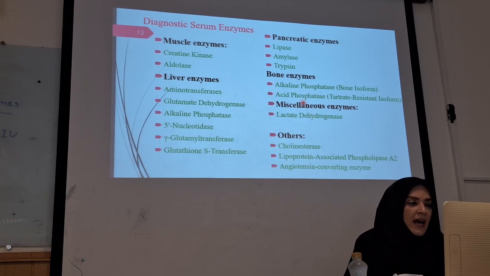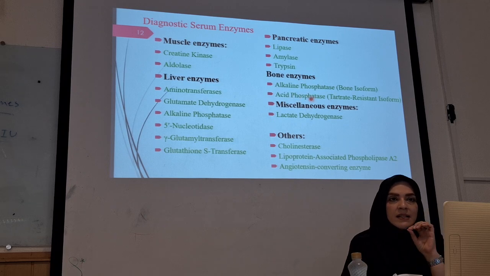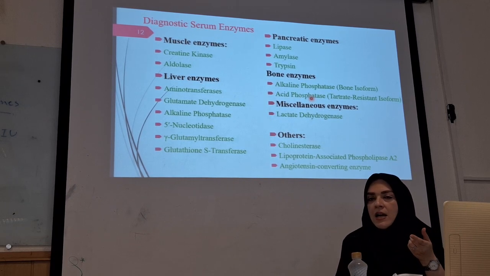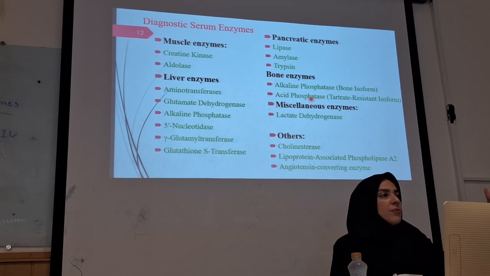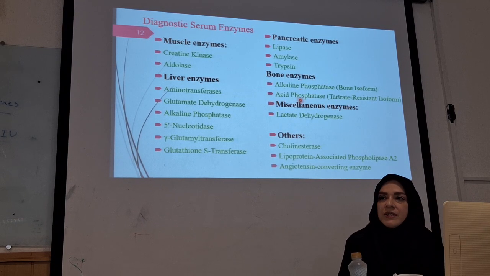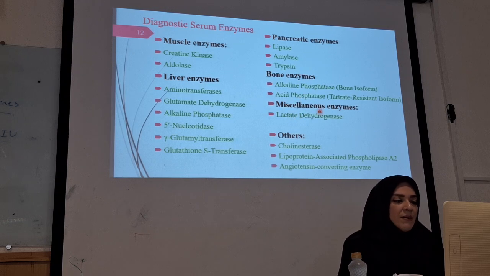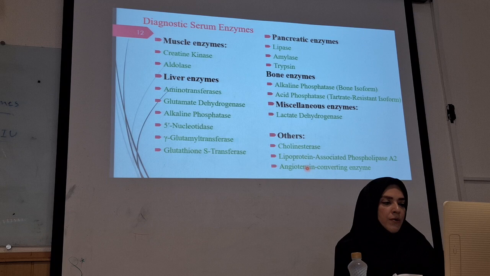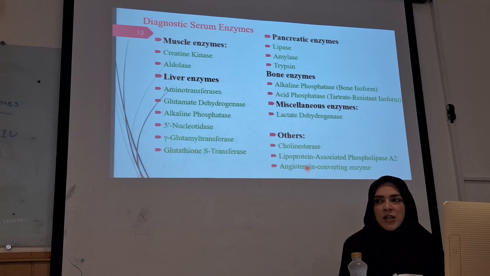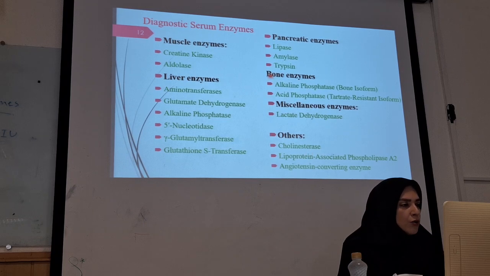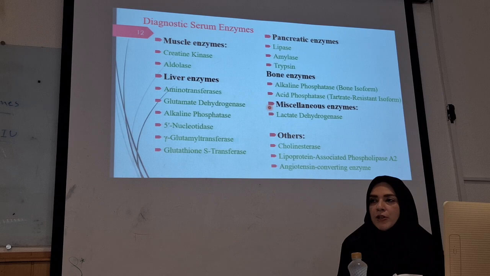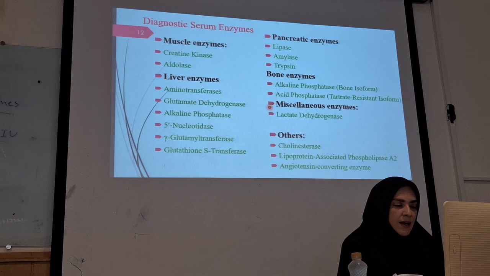And also, we have acid phosphatase, and this enzyme is specific for the osteoclast. Okay, so whenever you have some resorption of your bone, the activity of this enzyme is high. And also we have miscellaneous or other enzymes, lactate dehydrogenase and cholinesterase. These enzymes are for more information. And in a specific situation, a physician orders measurement of the activity of these enzymes. But for normal evaluation and normal checkup, we have other enzymes, and some of these enzymes are important.